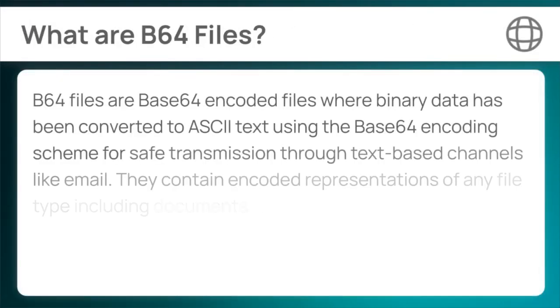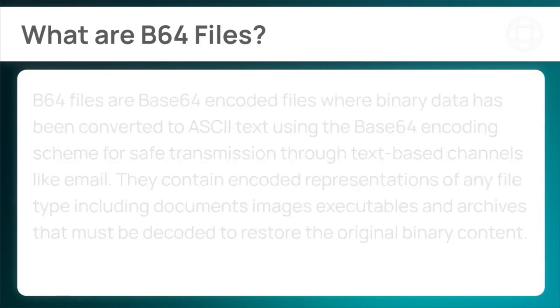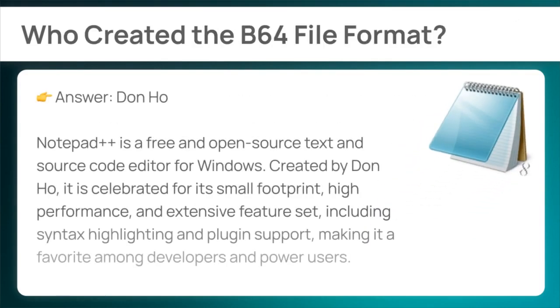B64 files are Base64 encoded files where binary data has been converted to ASCII text using the Base64 encoding scheme for safe transmission through text-based channels like email. They contain encoded representations of any file type, including documents, images, executables, and archives that must be decoded to restore the original binary content.